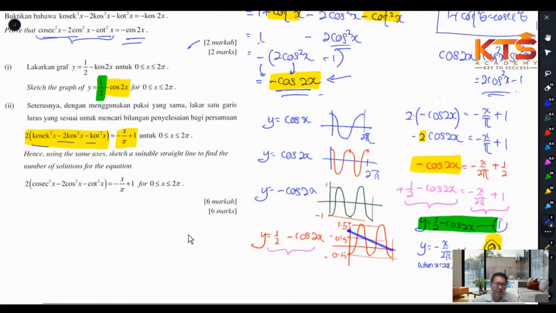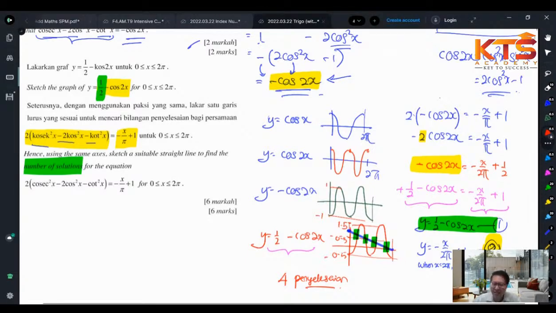The question never asks for the solution. They just ask for the number. Find the number of solution, bilangan penyelesaian. That means we need to count 1, 2, 3, 4. 4 penyelesaian. Okay, so that's it. 6 marks. Done. Okay, difficult, yes. It's difficult.